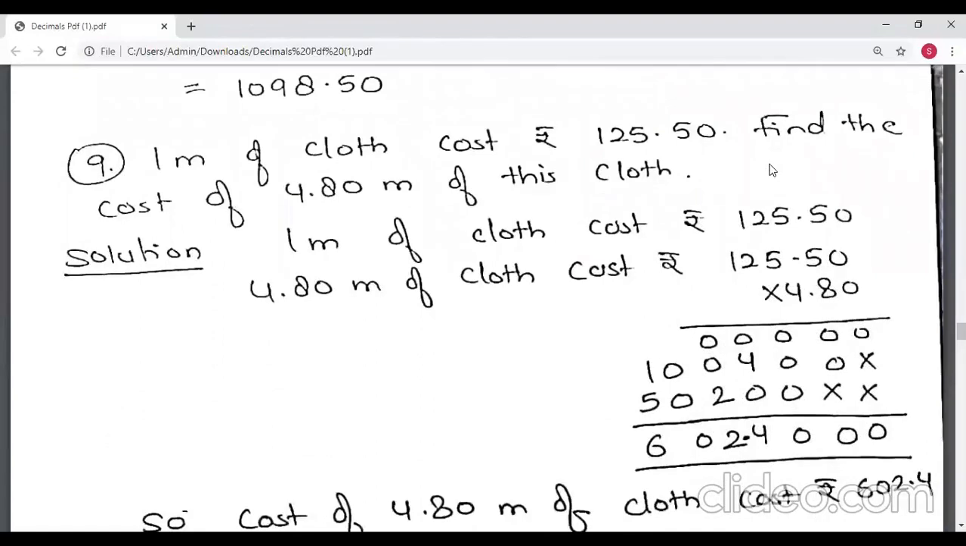Question number 9 says 1 meter of cloth costs rupees 125.50. Find the cost of 4.80 meters of this cloth. 1 meter of cloth costs rupees 125.50. 4.80 meters of cloth will be costing more, so we'll multiply both the numbers and get the answer as rupees 602.4.